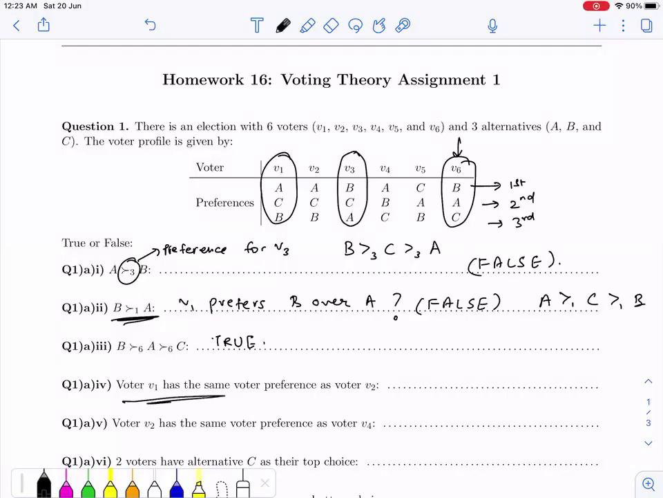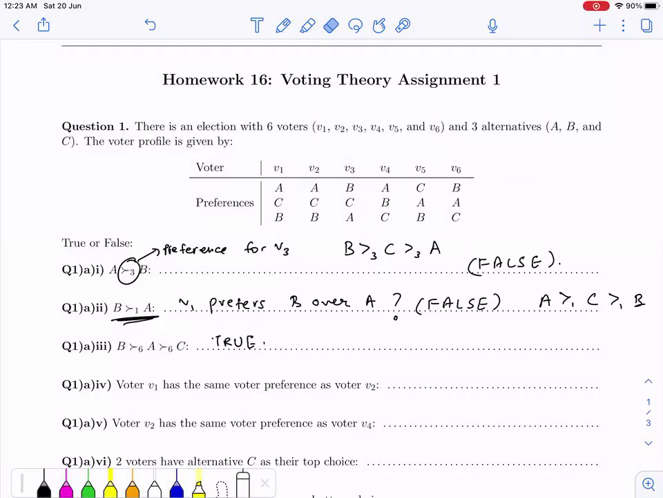Now for the fourth part, voter 1 has the same voter preference as voter 2. So let's compare voter 1 and voter 2. Voter 1 prefers A over C over B. Voter 2 also prefers A over C over B. So this is true.